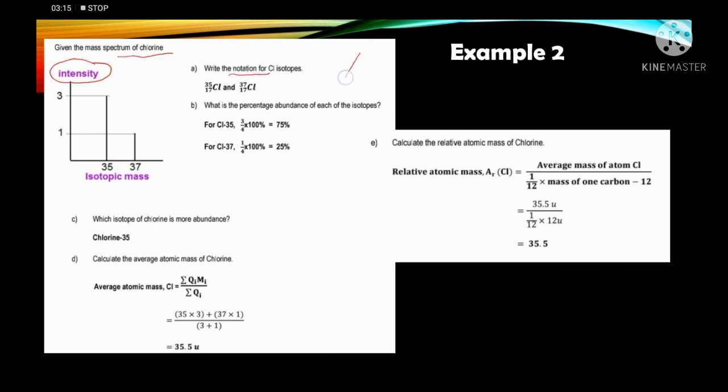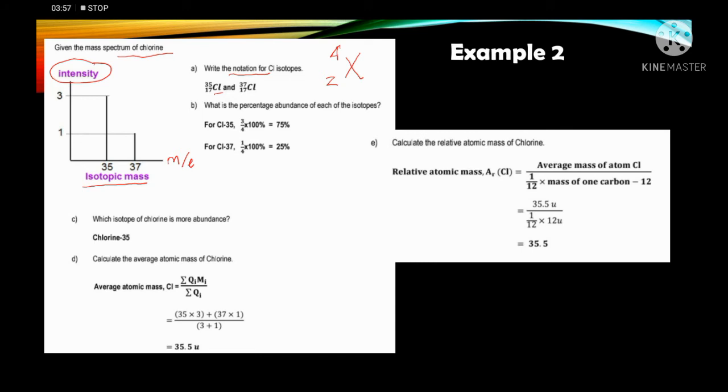For isotopic notation, if you can still remember, you should have the symbol, then the nucleon number, and down here the proton number. Here we are talking about chlorine, so you need to put the Cl symbol, the symbol for chlorine, correctly. For A, the nucleon number refers to the isotopic mass. You should remember, nucleon number is equal to the mass number of the atom. They can also say isotopic mass. These two are the same thing.